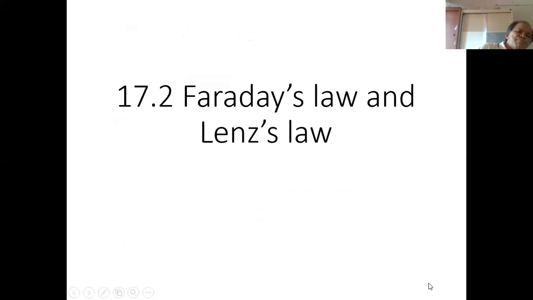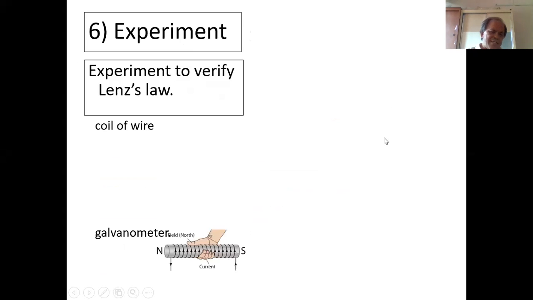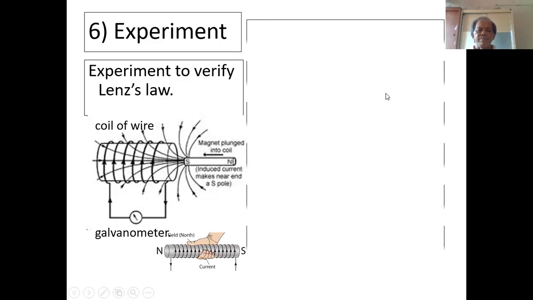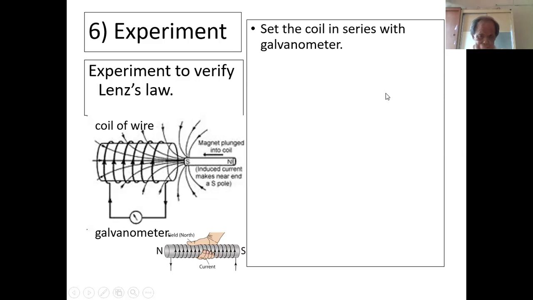Okay, 17.2 in your syllabus, Faraday's and Lenz's law. Okay, let's look at the experiment. Basically we have a coil of wire, probably on a cardboard tube, and then there's your galvanometer. There's your magnet we push in. To verify Lenz's law, that's the experiment.